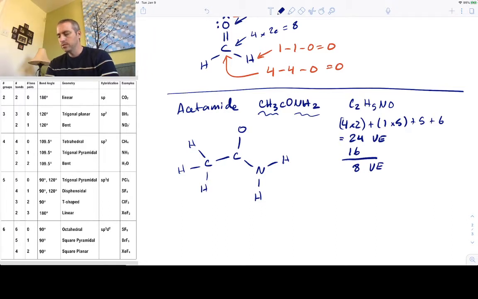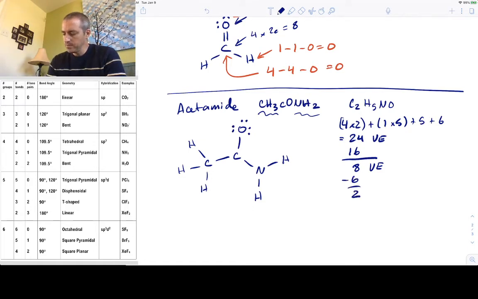We want to use this to fill up the octets of outer atoms, and the hydrogens are already filled, so we don't have to worry about the hydrogens. We have to worry about the nitrogen and the oxygen. So let's fill the oxygen first. To fill its octet, it needs 6 electrons, because it already has 2. So that's used 6 electrons of our 8.